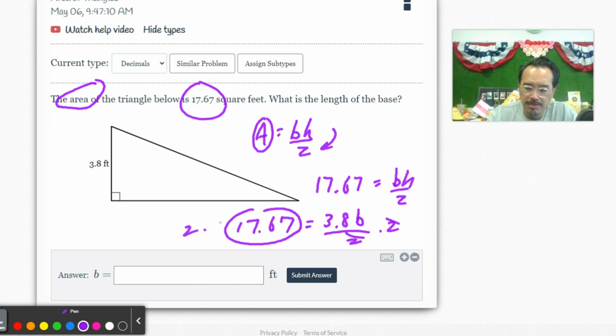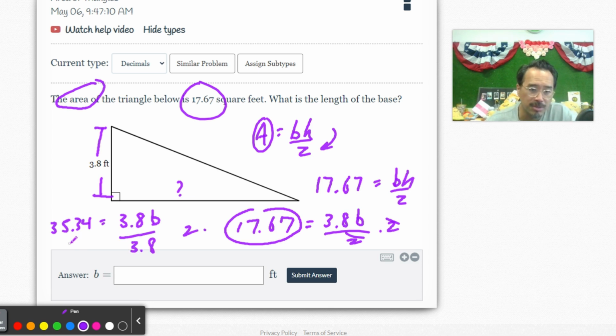2 times 17.67, we get 35.34, which is equal to 3.8 times b. So the question is, what does the base have to be so that when you multiply by the height, it gives you 35.34? That's what that means. So we'll divide both sides by 3.8.